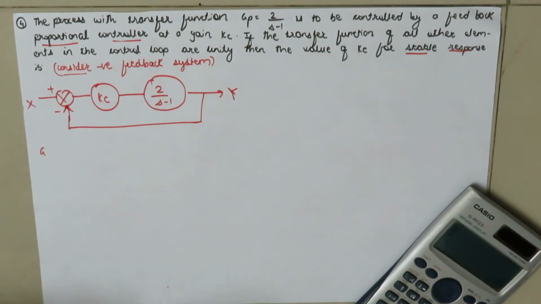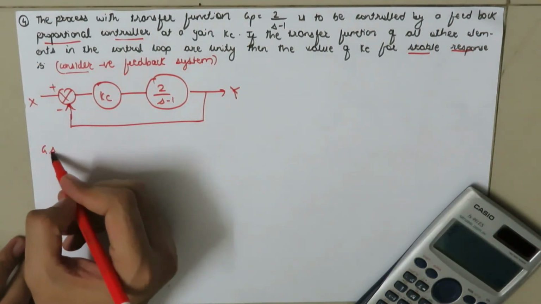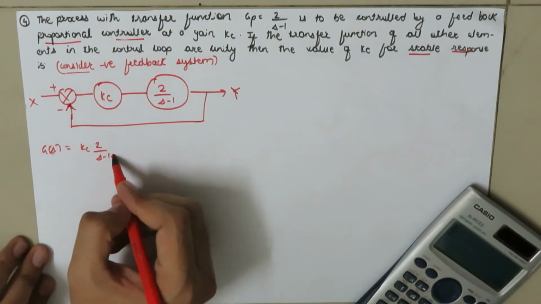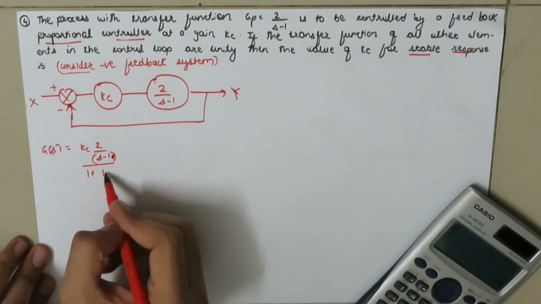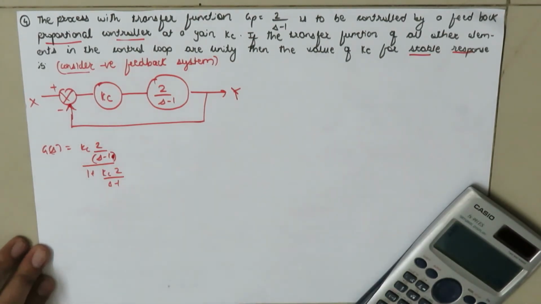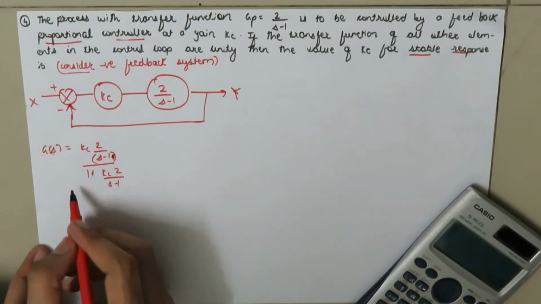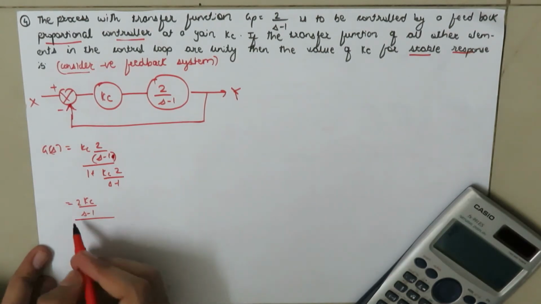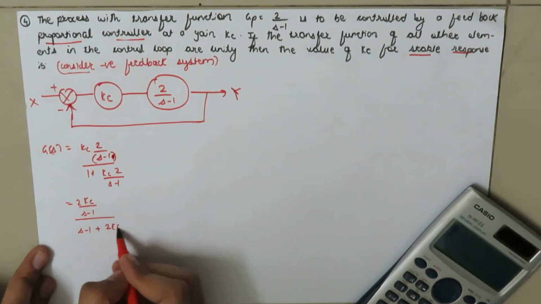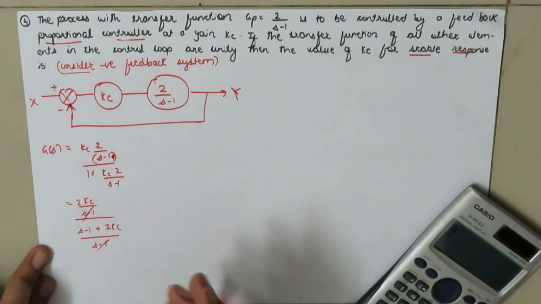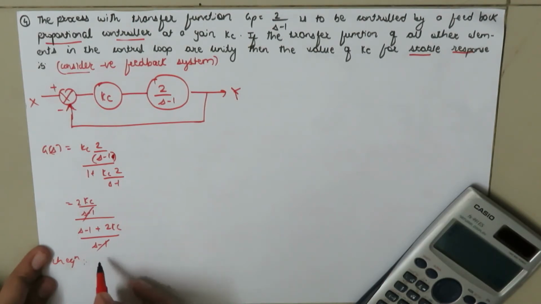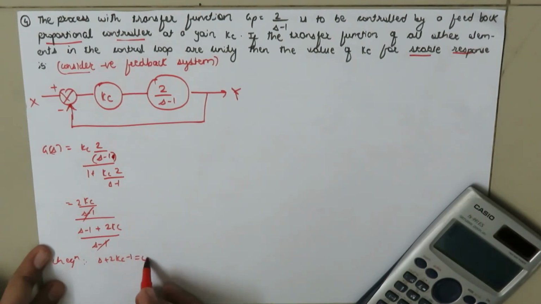So here our transfer function will be G(s) equal to Kc into 2 upon s minus 1, upon 1 plus Kc into 2 upon s minus 1, and we can modify the denominator in order to get the characteristic equation. So this will be 2 Kc upon s minus 1, divided by s minus 1 plus 2 Kc over s minus 1. So the denominator gets cancelled, and the characteristic equation is s plus 2 Kc minus 1 is equal to 0.